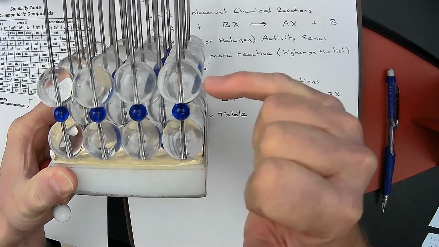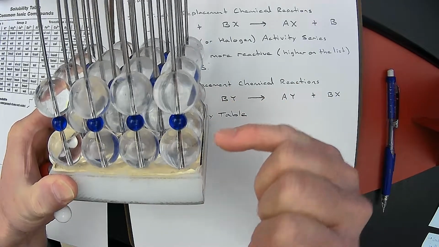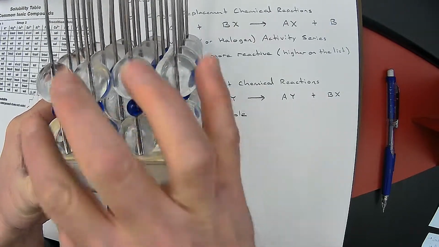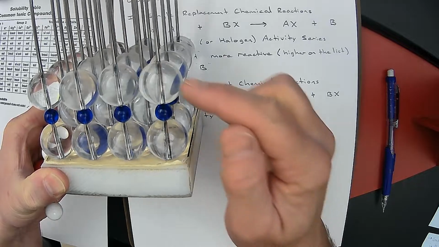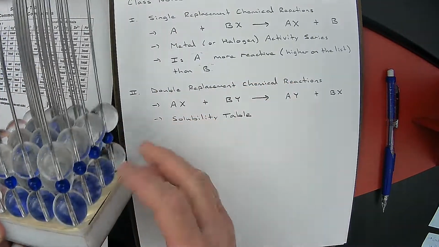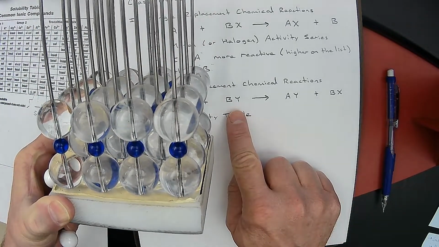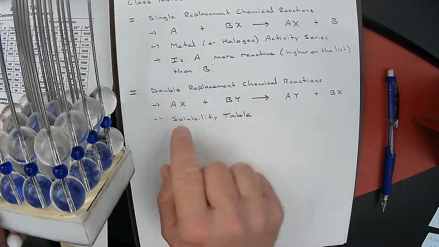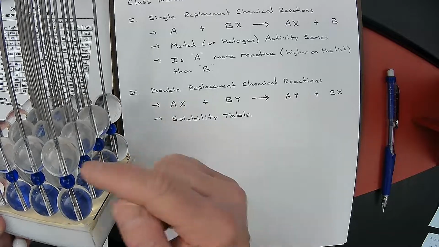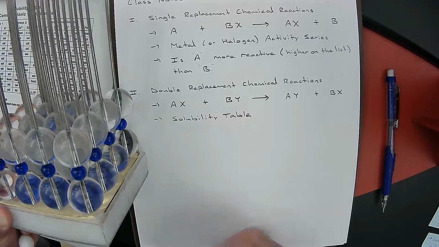Here's a metal forming positive ions. Here's the nonmetal forming negative ions. And it creates this positive and negative ionic crystal structure. Positive and negative ions forming an ionic crystal structure. This is the structure of AX. This is also the structure of BY. These are forming a metal with a nonmetal, the metal losing electrons to the nonmetal, forming an ionic crystal.